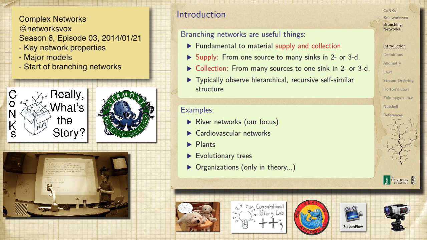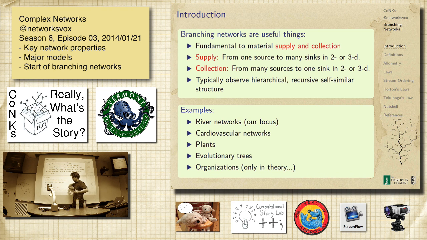Okay, so as I've said, these sorts of things, right? Supply and collection. We think about the arterial and the venal networks. River networks is a great example. So supply, and it's 2D or 3D. We're typically thinking about this, right? 4D is too much for our brains to handle, and 1D is too easy.